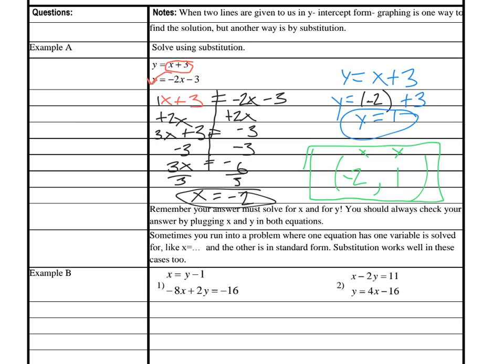Remember, it's always a good idea to check your answers. So we solve for x and y, and then to check our answers we plug in what we got for x and for y. So if I take one of the equations, y equals x plus 3. But instead of y, I know y is 1. Equals, instead of x, I know x is negative 2 plus 3. So I substitute in for x and y.